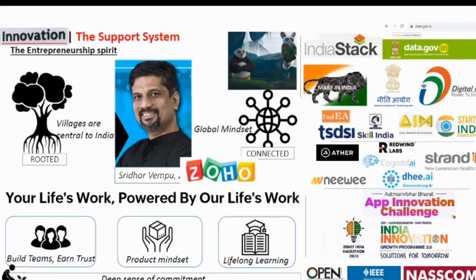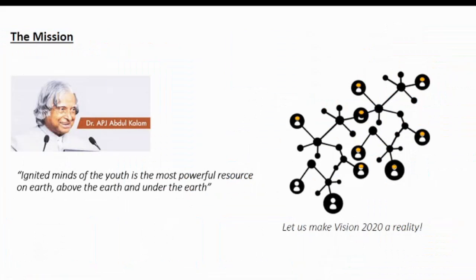We are really standing on the shoulders of giants, and it is time we pursue the mission that Dr. APJ Abdul Kalam was passionate about, making Vision 2020 into a reality. He used to talk about the ignited minds of the youth as the most powerful resource on the earth, above the earth, and under the earth.